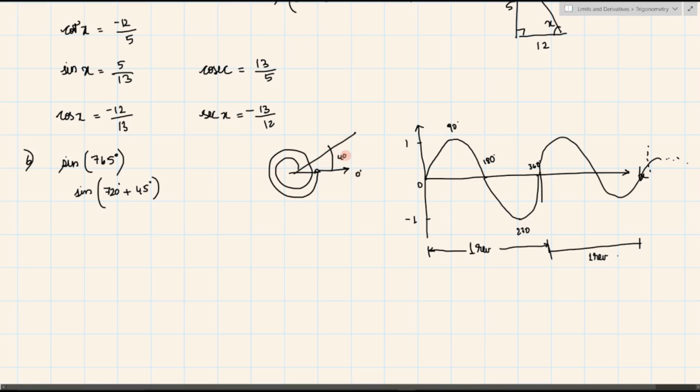Since we can only find out what 45 degrees is, we can simply write this as sine of 45 degrees. That is in the first quadrant, and in the first quadrant all the functions are positive. Sine 45 degrees is 1 by √2, and cosecant x is nothing but the reciprocal of sine, that is 1 by 1 by √2, so √2.